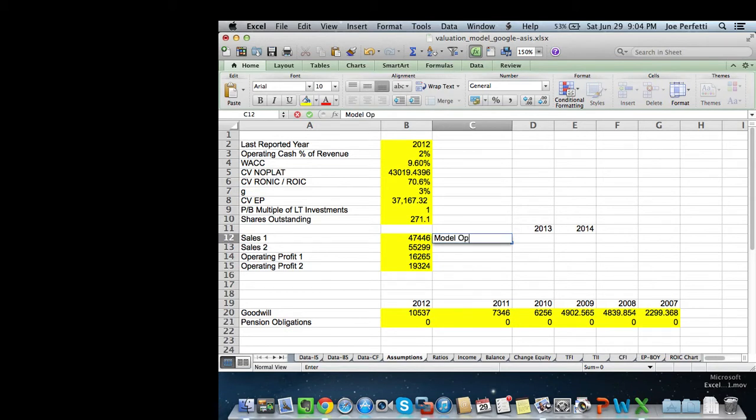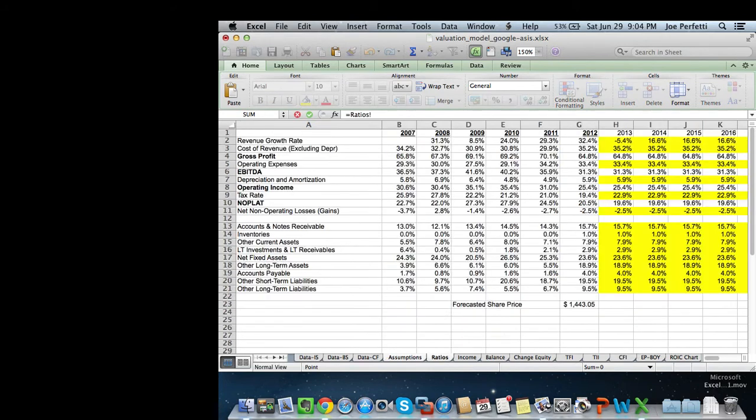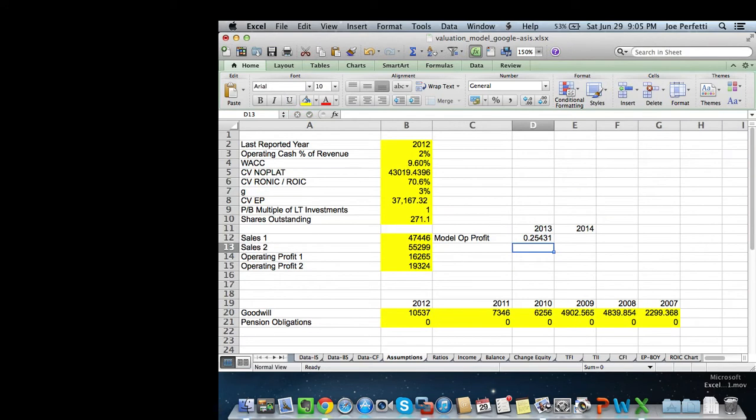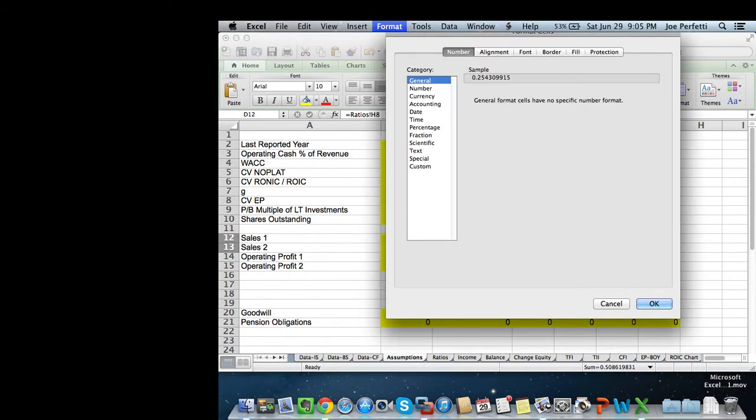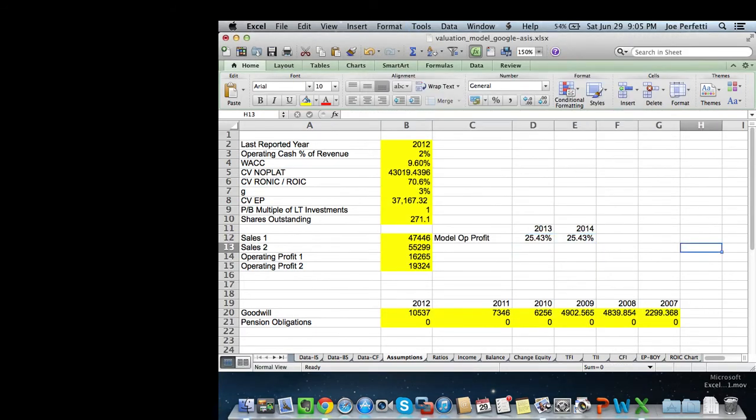we'll call it the operating profit. That's already calculated for me on my ratios tab. From the ratios tab, 2013 operating income as a percentage of revenue, and the 2014 operating income as a percentage of revenue. Format cells, percentage, two decimal places. That should be plenty. So right now, the model's forecasting an operating profit of 25.43%.